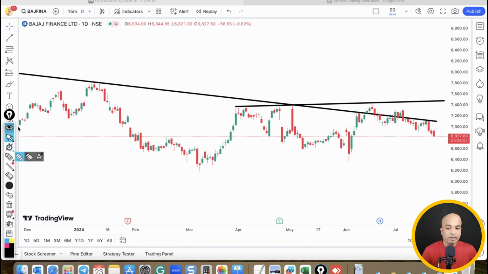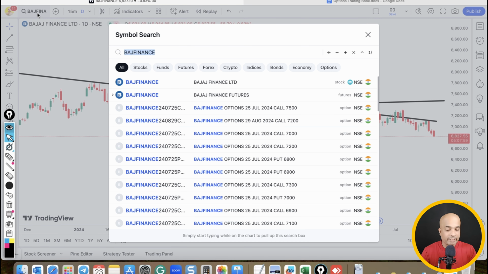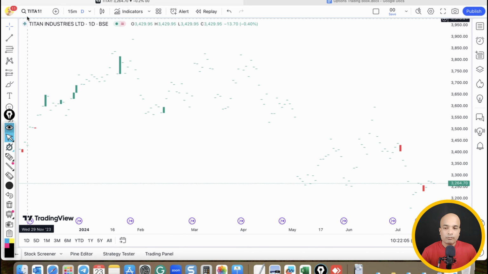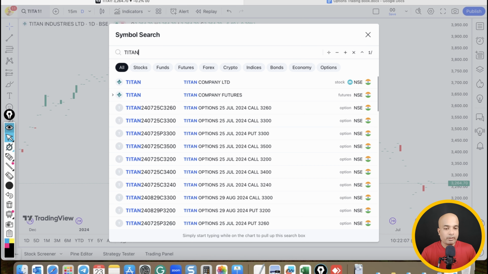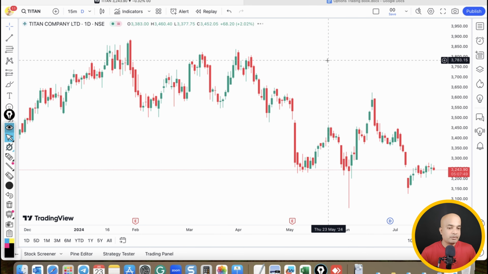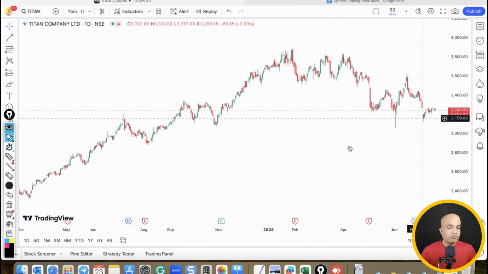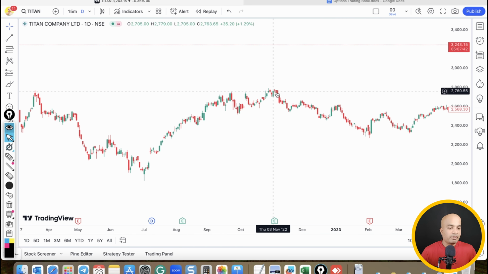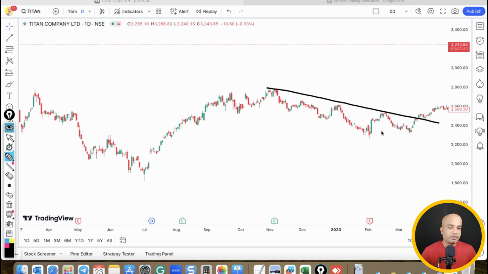See, I will go to some other stock actually, so that we will get an experience. If I go to Titan, for example, Titan, if I select NSE, see once again I can draw a trend line like this. If I can draw a trend line like this, right? Connecting these 3-4 peaks, this becomes a valid resistance trend line.